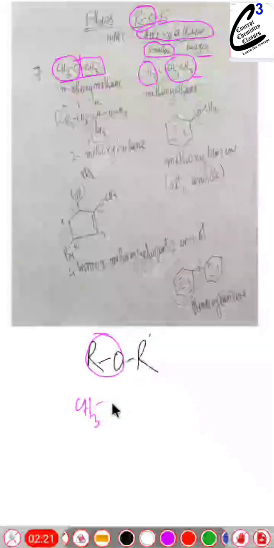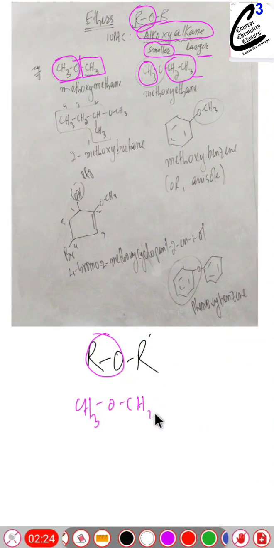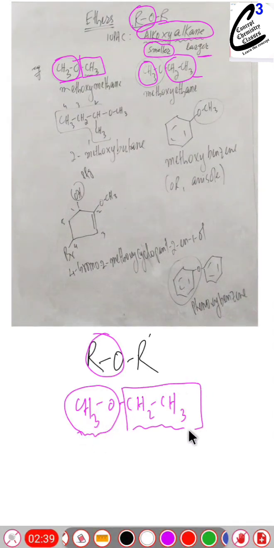In this case, this is CH3O CH2 CH3. This part has a lesser number of carbon atoms and here a larger number of carbon atoms. So this part must be included with O in IUPAC nomenclature. So this has to be called methoxy, and the chain of this carbon contains how many carbon atoms? 2. So this has to be named as methoxyethane, right? This is methoxyethane.